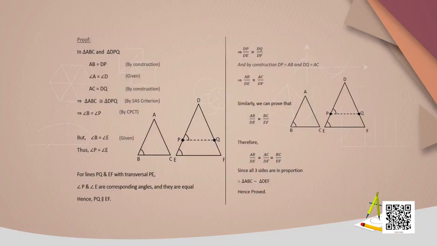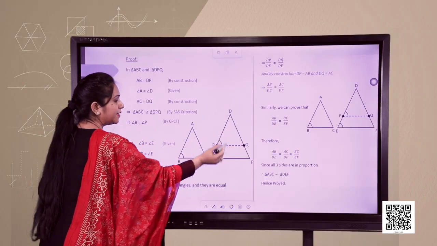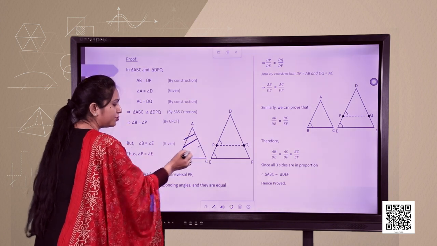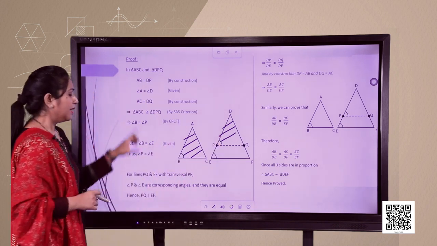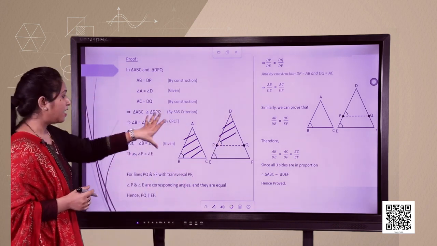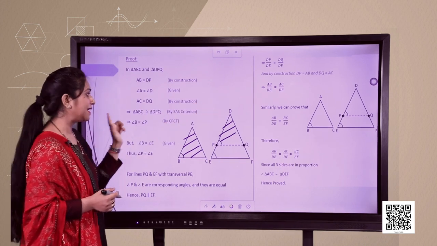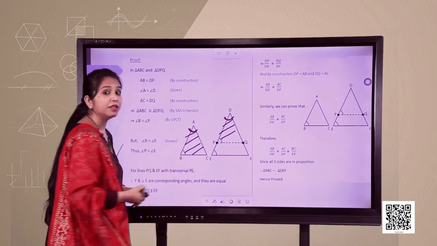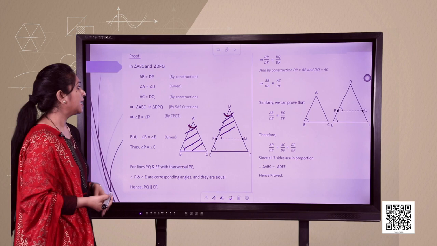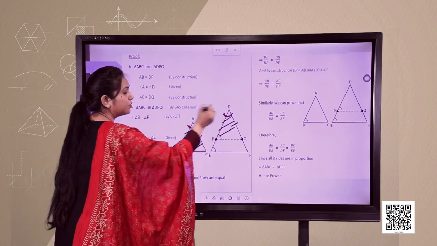Now, first of all children, we will consider these two triangles, triangle ABC and triangle DPQ. I am just shading these two triangles to make it more clear to you. Now, according to the construction, we have AB is equal to DP, that is because of your construction. Second thing, angle A is equal to angle D. Why? Because it is already given to us. And third thing, by construction again, side AC is equal to DQ.